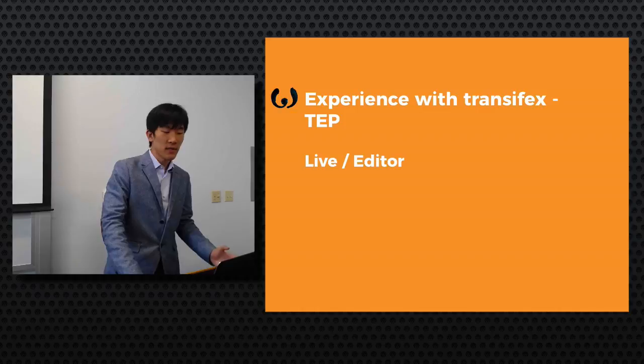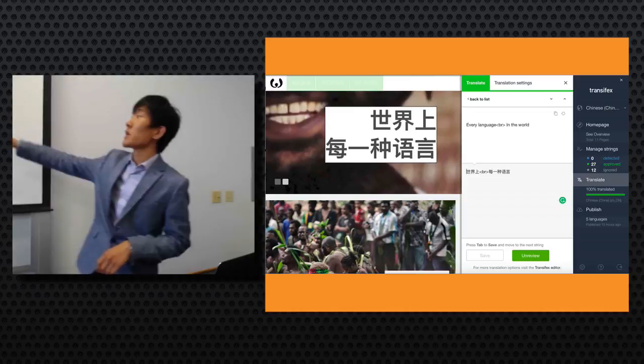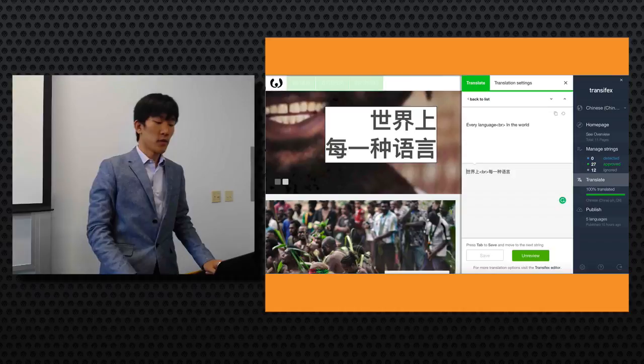And the magic of Transifex is it allows for context when you use Live. You can see here it appears on the top, you can see the original string and the target translation and how it will appear on your own site. That's the most amazing part of Transifex.